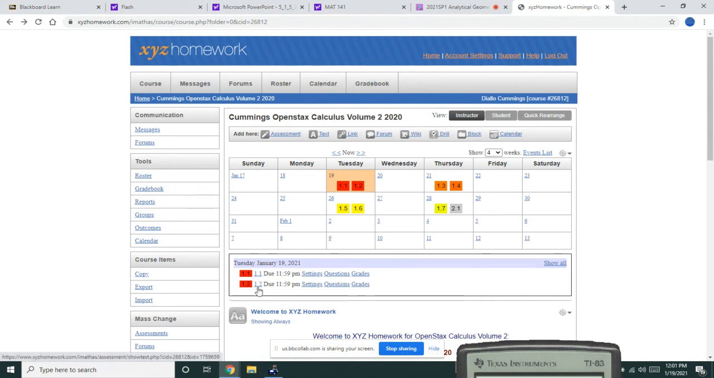The next time we meet, we'll talk about something called marginal cost. There are a couple of those business related type problems that pop up about marginal cost, revenue, profit, and that sort of thing.